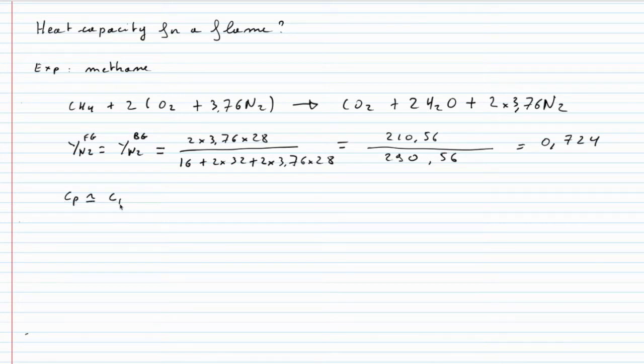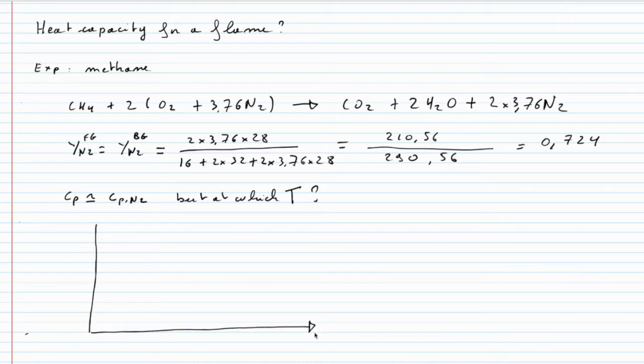The heat capacity of the mixture can therefore be assimilated to the heat capacity of the N2 in the first approximation. The question is at which temperature? Let's plot the evolution of the heat capacity of N2 as a function of the temperature. The unit of Cp is joule per kilogram per Kelvin.